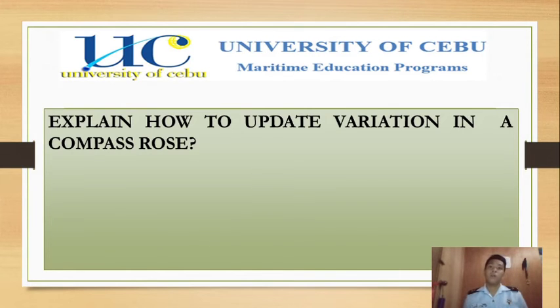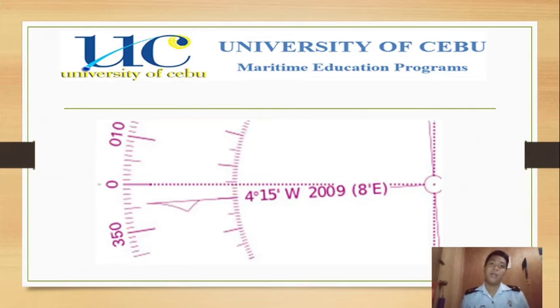And the last question is how to update a variation in a compass rose. Here, as you can see in the picture, in the year 2009, the variation is 4 degrees and 15 minutes west, and it has 8 minutes east changes in a year.